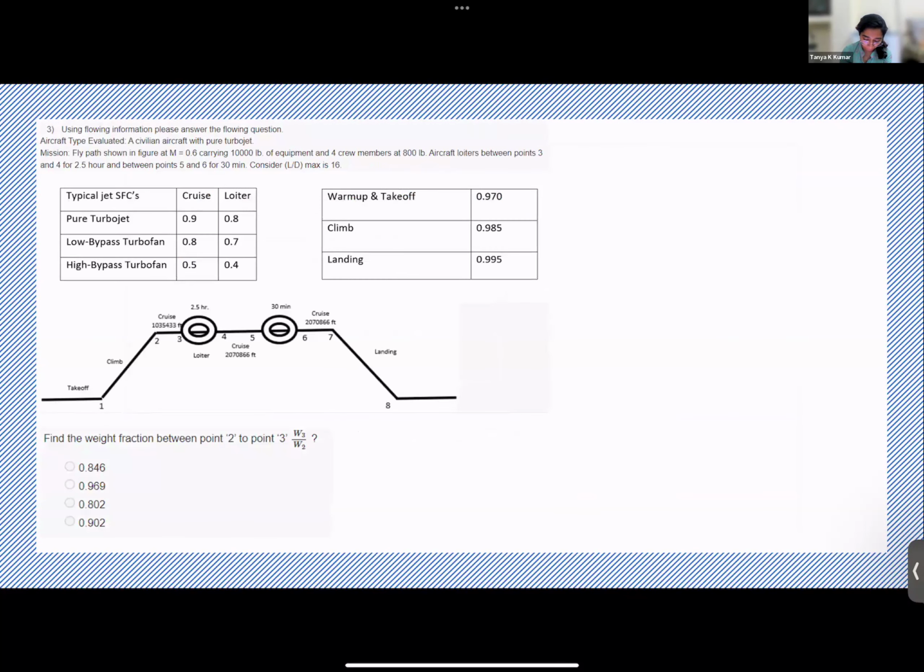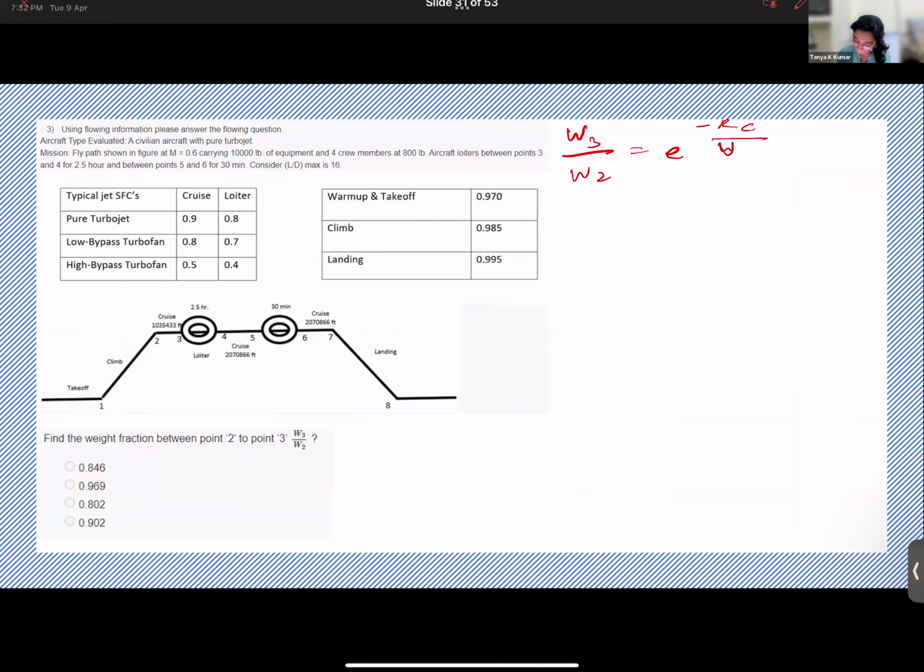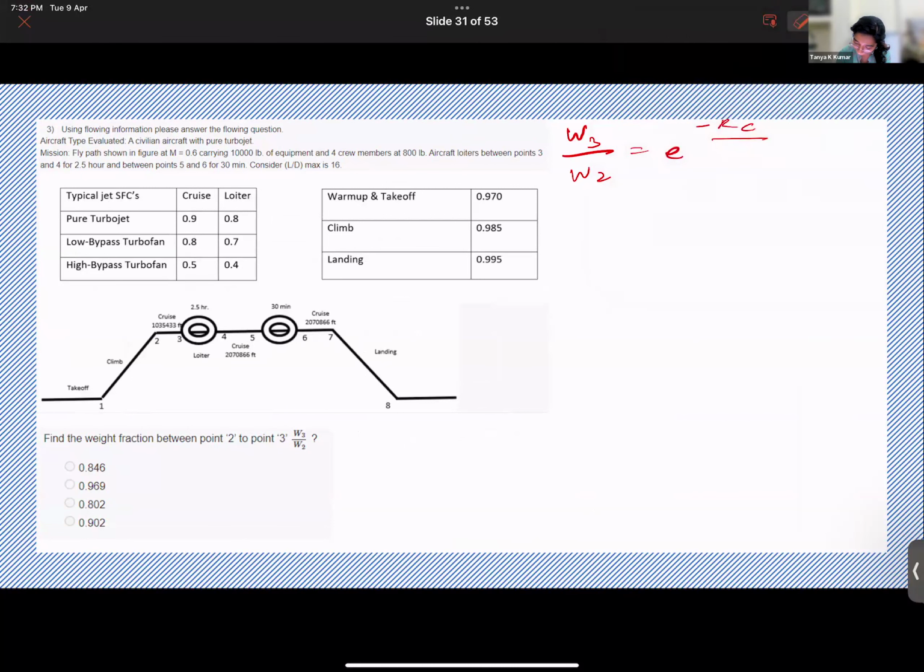Find the weight fraction between points 2 and 3, that is W3 by W2. Try doing this. What was the equation for weight fraction when the range is given? Point 2 to point 3 is a cruise, so the range is given. So what was the equation? W3 by W2 is the exponent of minus R C over V infinity L by D max, or L by D, where C is the specific fuel consumption in per hour. Assume this is in per hour. Okay, try doing it now.